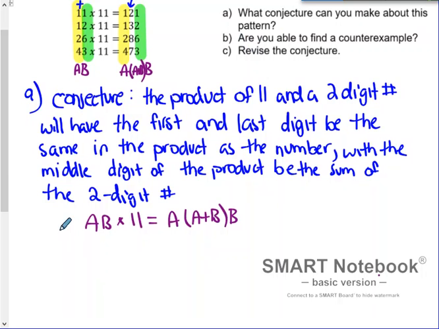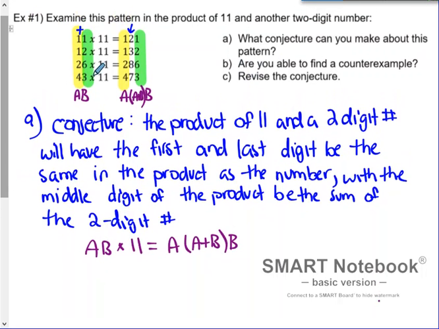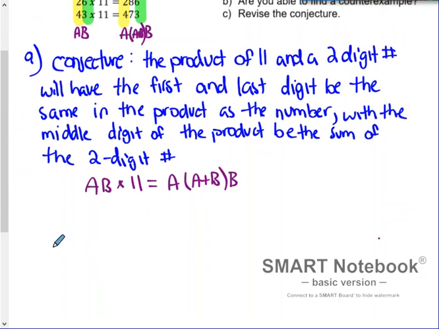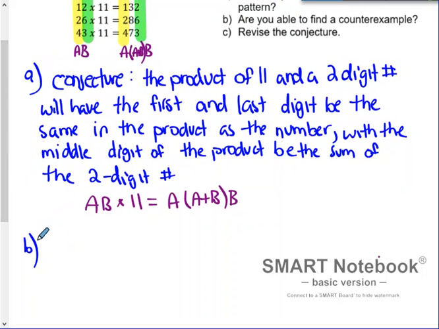For question B, we want to find a counterexample. So we want to find an example where this rule will not work. I would pause the video, see if you can find a counterexample first before I go into finding one for me. Right. So taking a look, we can start with just some two-digit numbers. I can try, say, 22. So just trying some examples. 22 times 11. If I do my trick, it'll have a 2 and a 2, and then 2 plus 2 is 4. 22 times 11 is 242. Yeah, that's right.